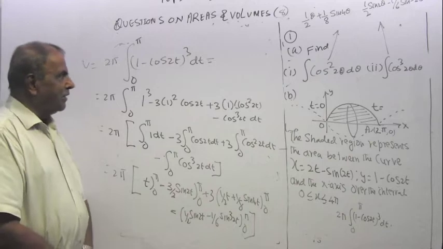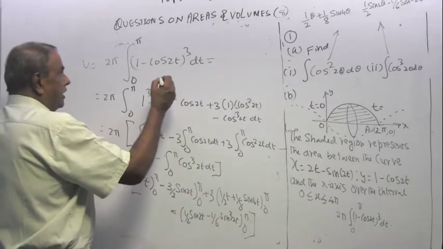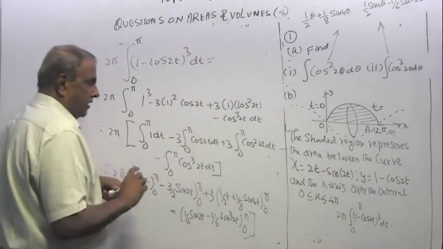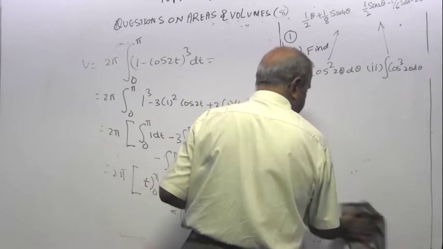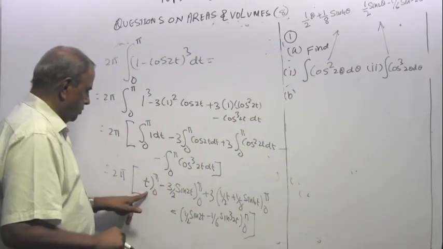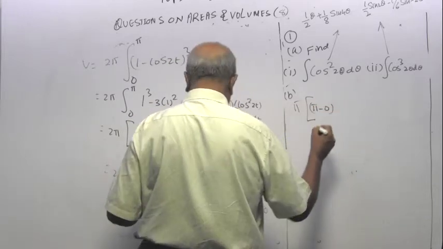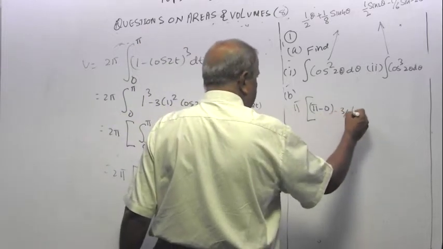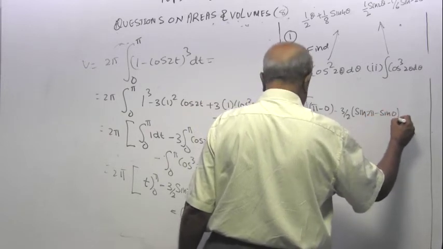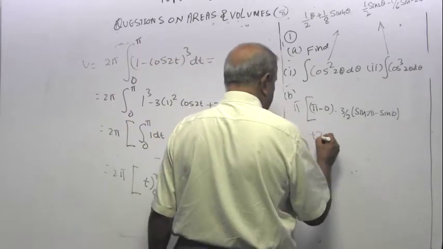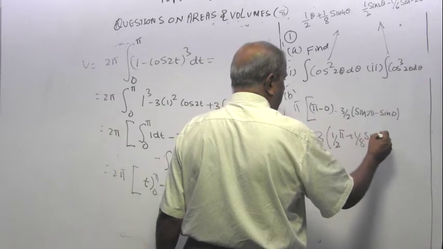You see, all your integration you've done in the beginning. It's a question of substituting and seeing the link. Now I can rub this off. We don't need this, so I'll write the answers there. So when you put in pi, that's pi times pi minus 0, minus 3 over 2 times sine 2 pi minus sine 0, plus 3 times half pi plus 1/8 sine 4 pi.